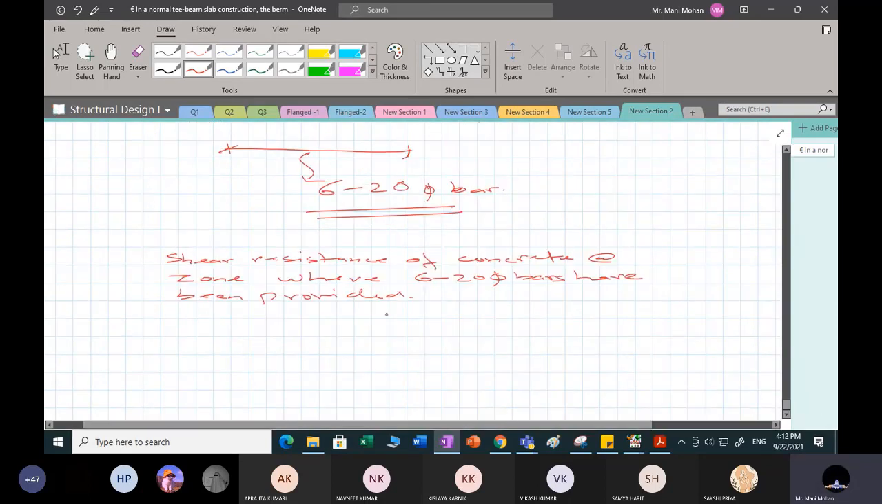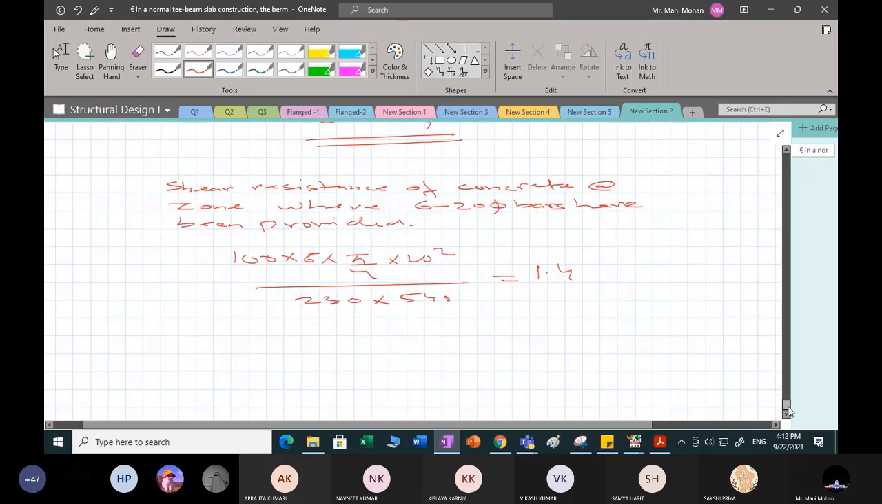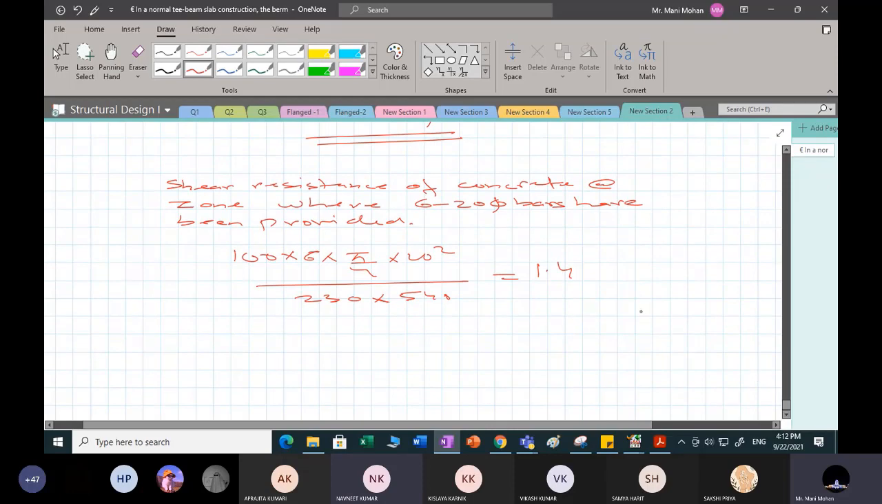So in order to do that, first I have to compute 100 AST by BD. So 100 into 6 into pi by 4 into 20 square divided by 230 into D, D is 540. So how much will this be? Is it coming? Sir, 1.51 is coming. Okay, 1.51.